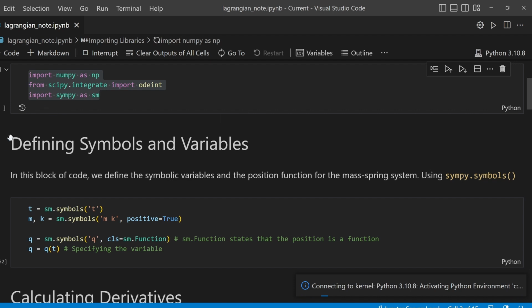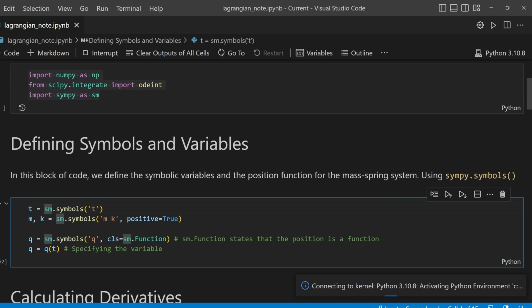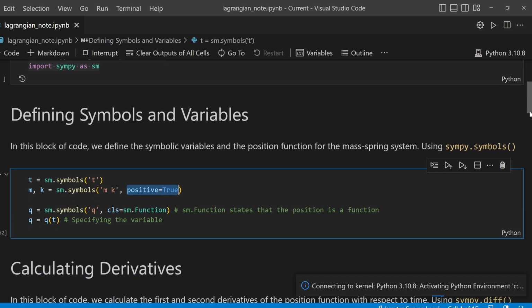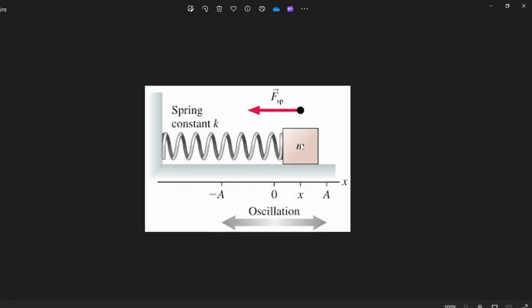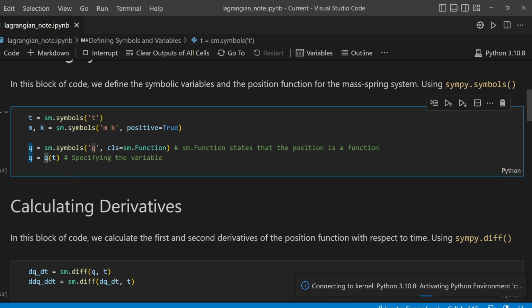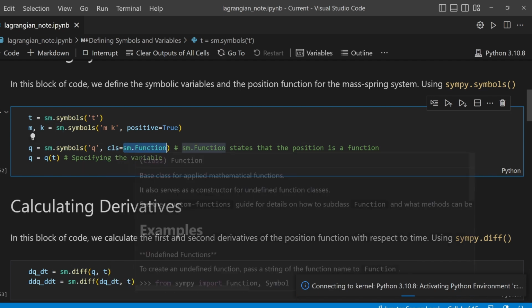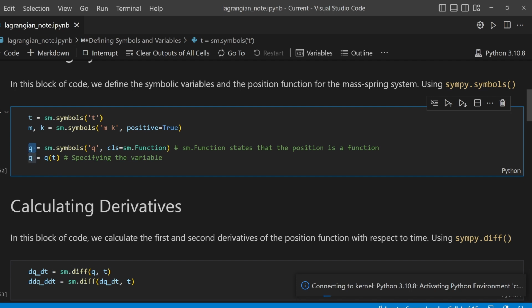After importing the libraries, we are going to define the symbols and variables. You can do it very easily with sympy.symbols. Then you insert the symbol t. You can do it also for m and k, specifying that they are positive constants. And then q. Now q is actually the position of the mass at each time. So we defined it with sm.symbols, q, and then we specify the class as a function. This means that q is in reality a function of t.